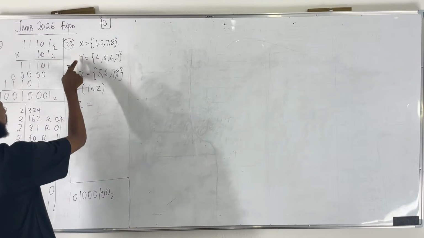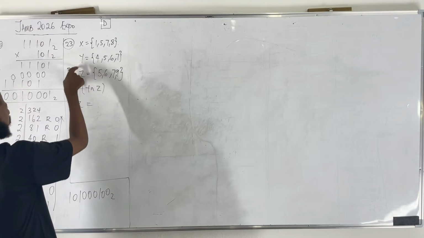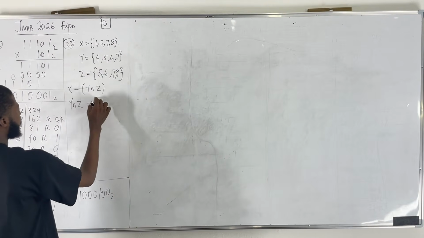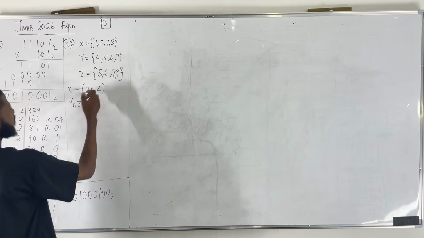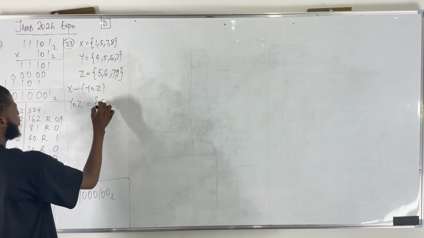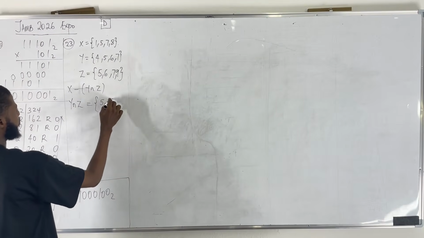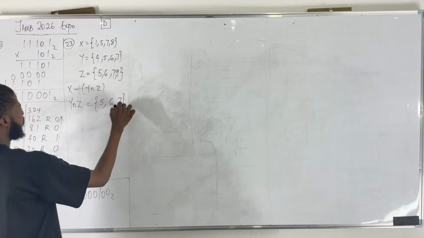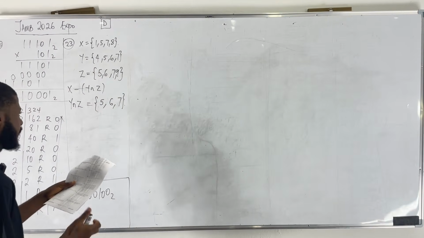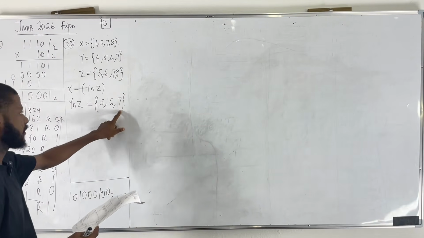So look at y and look at z. What's common between both of them? That's what intersection means. There's 5 in both of them, then there's 6 in both of them, and there's 7 in both of them. So this is what we have. That's 5, 6, and 7.